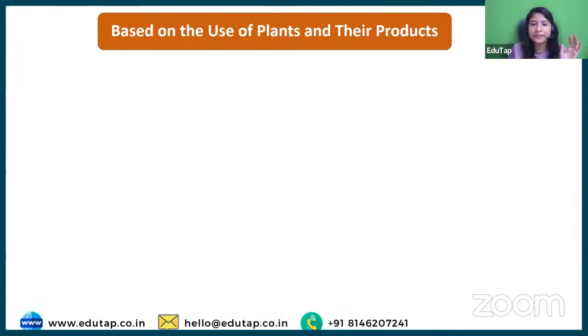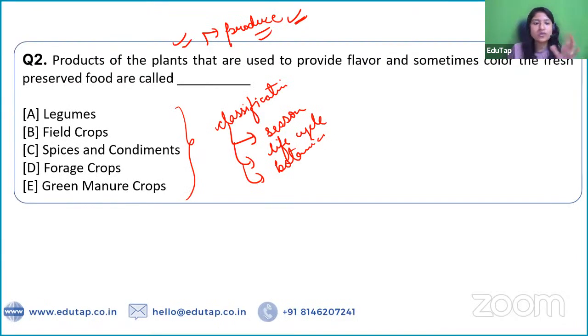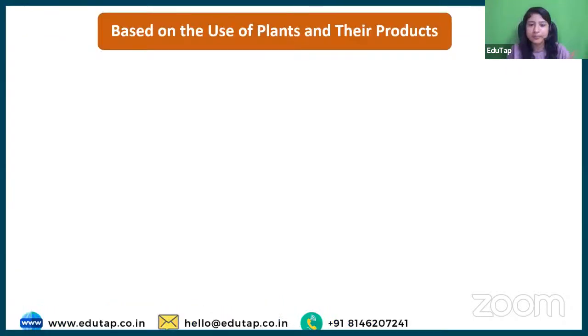ठीक है. Now, so what we talked about, देखो इसका answer है spices and condiments. So this was just to touch the topic. Now what is the topic? Based on the use of plants and their products, what is the classification done under agronomy? ठीक है, तो इसमें हमारी different classifications हैं. We will look at them one by one. ठीक है. Here first we will understand the cereals.